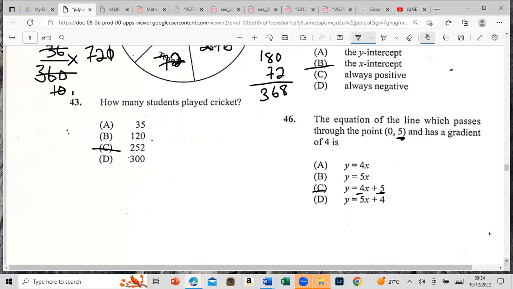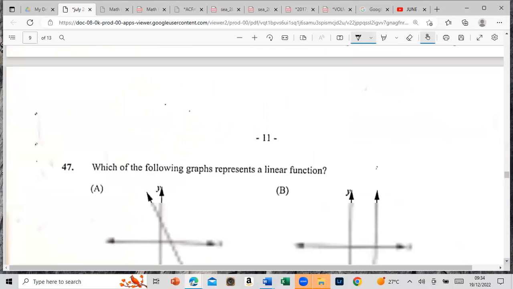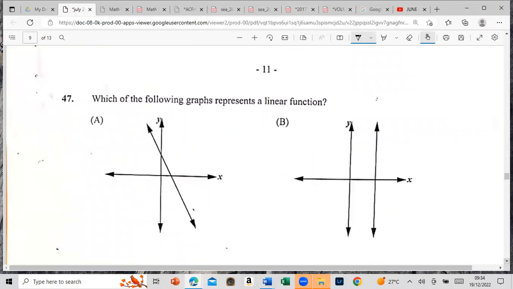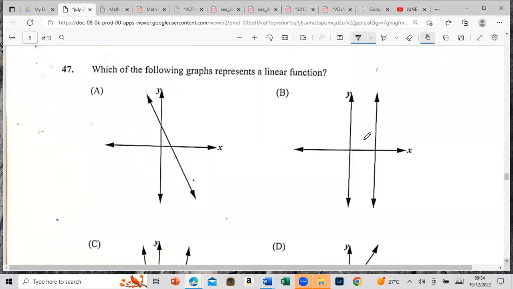Alright, let's move on to 47. Remember, there is a part 1 for this, so go and check it. Which of the following graphs represents a linear function? That is P. Now, give some time if it's straightforward, alright?